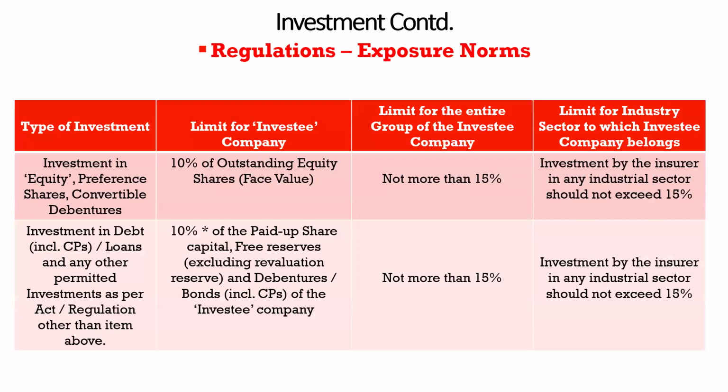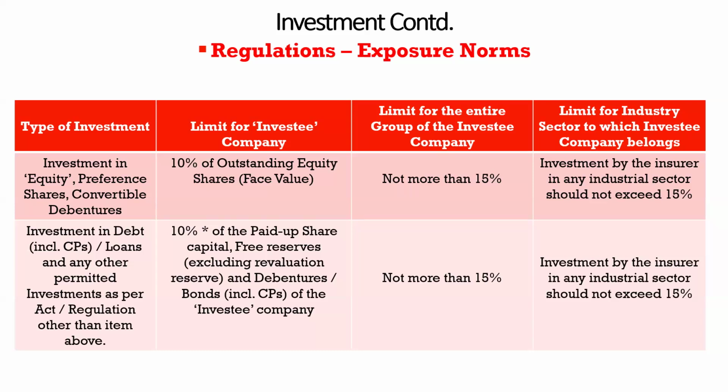These are the exposure norms. Exposure norm means how much we can invest in a particular sector, particular company. So investment in equity, preference share, convertible debentures: for each investee company, there is a limit of 10% of outstanding equity shares of the other company. The limit for individual companies is 10%. For the entire group of the investee company, 15%. For industry sector, the limit is also 15%.